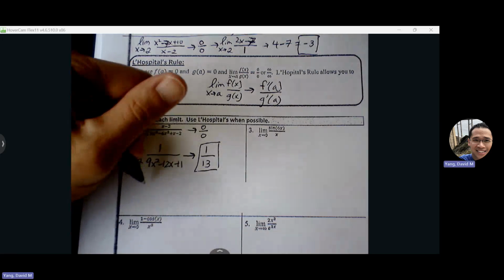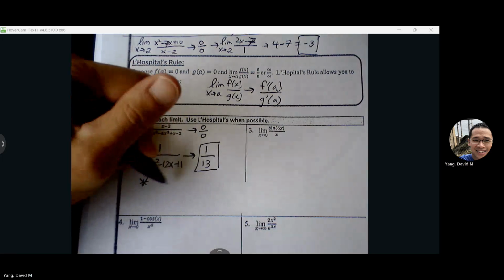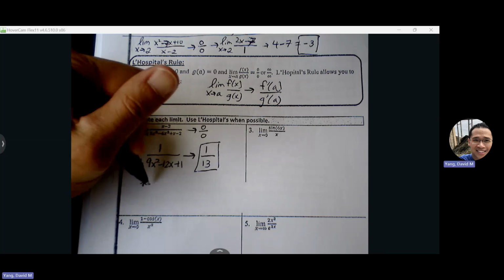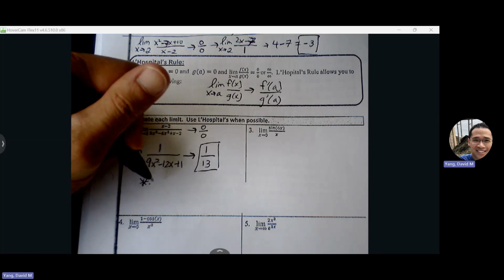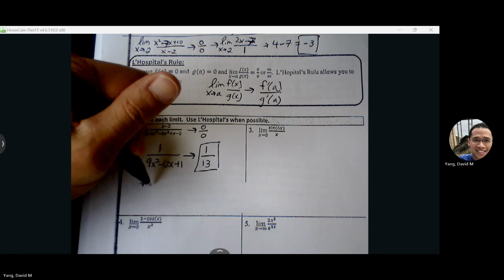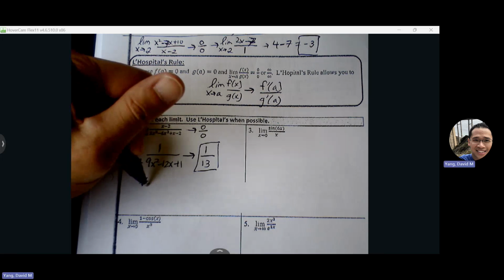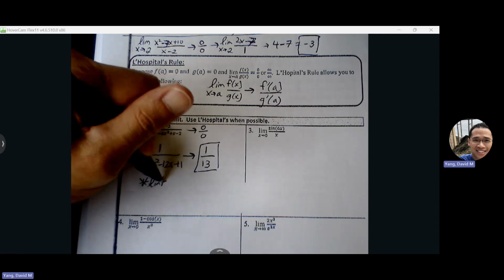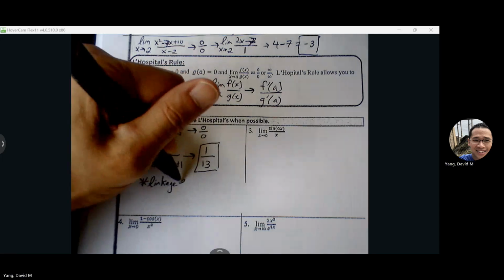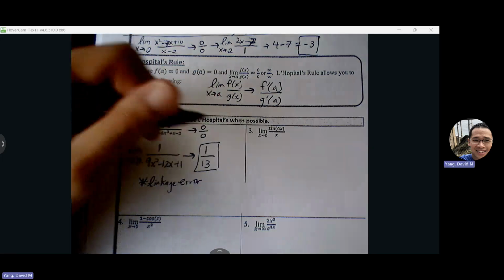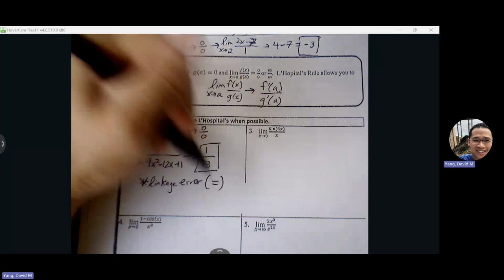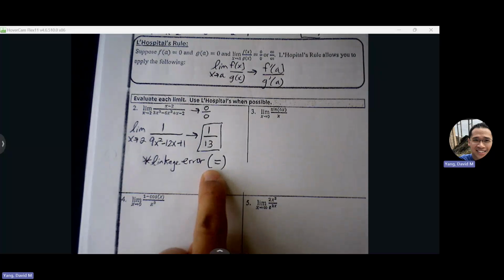I don't know if I talked about this before, but AP graders have a quirk that I think a lot of classrooms don't enforce, and it's something called linkage error. And that is where they are really picky about how they interpret equal signs.